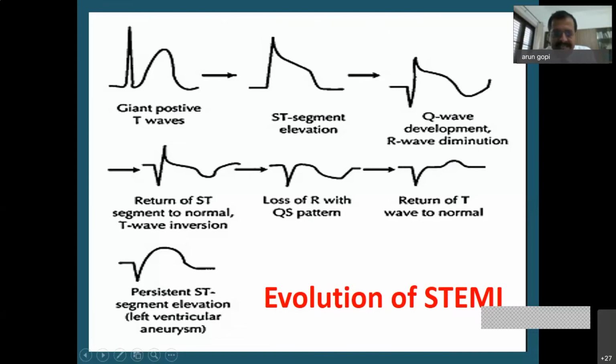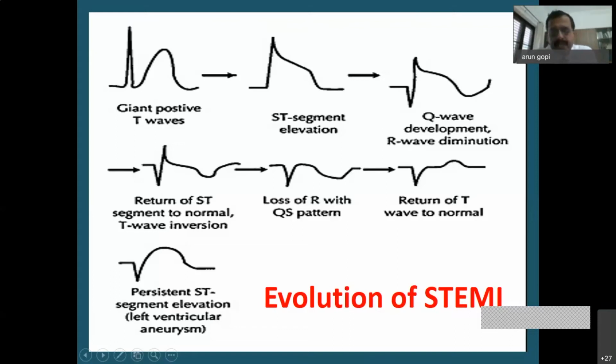If you have ST elevation in leads 1, AVL, V5, V6, it indicates a lateral wall infarct, and most likely the corresponding culprit vessel is going to be the left circumflex. If you have ST elevation in leads 2, 3, AVF, it indicates an inferior wall myocardial infarction, and likely the culprit artery is going to be the right coronary artery.